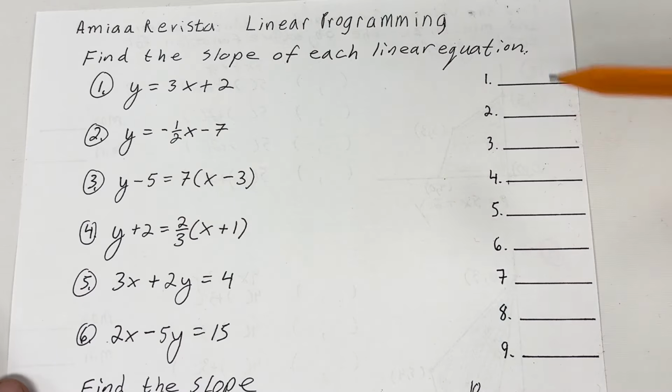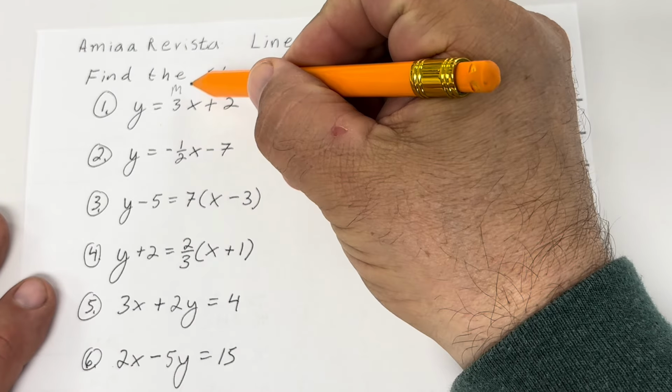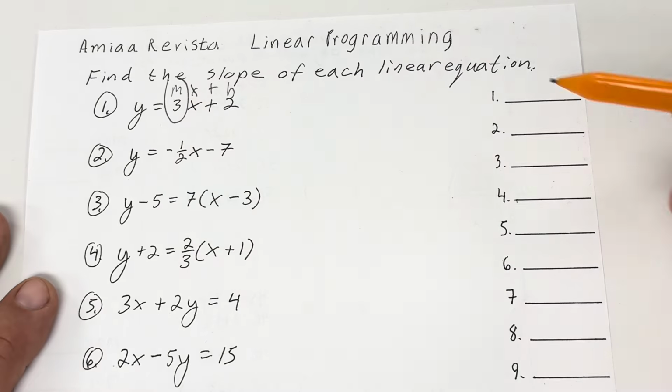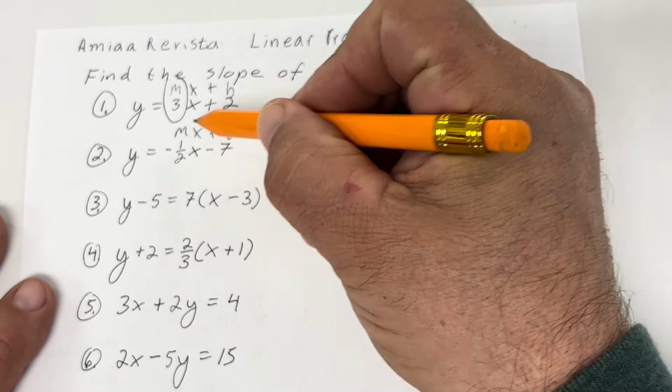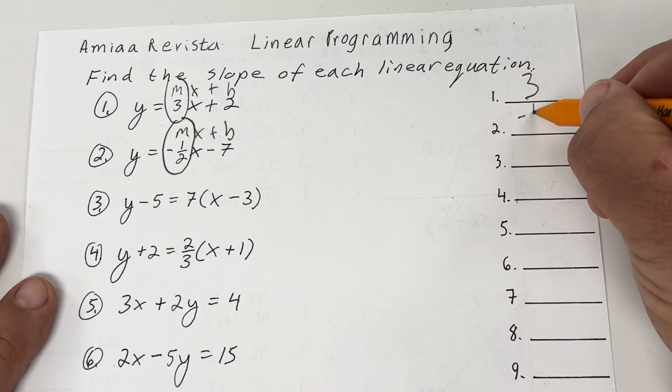All right, we're going to be finding the slope. This one here is in the format of mx plus b, so the slope is just 3. This one is also in mx plus b. Our slope is going to equal negative 1/2.